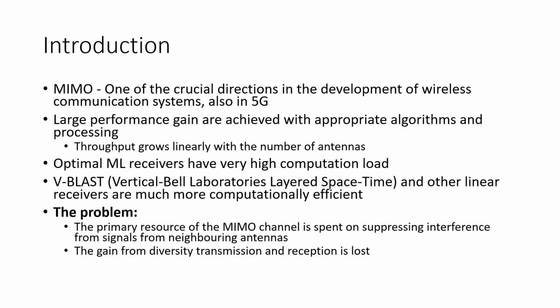It is well known that optimal performance is achieved with maximum likelihood receivers. However, they suffer from high computational load. Therefore, in practice, linear receivers are used, and VBLAST is one of the first such receivers, known already from the 1990s. These receivers also have their problems. In particular, in linear receivers, the primary resource of the MIMO channel is spent on suppressing interference from signals emitted by neighboring transmitting antennas. Therefore, the gain from diversity transmission and reception is lost. This leads to deterioration in energy efficiency.